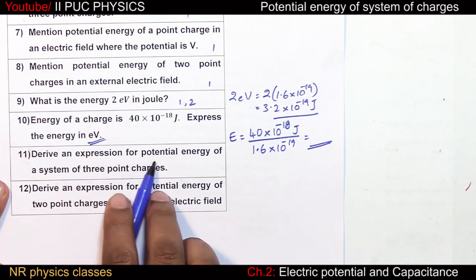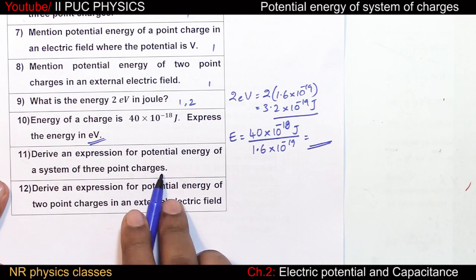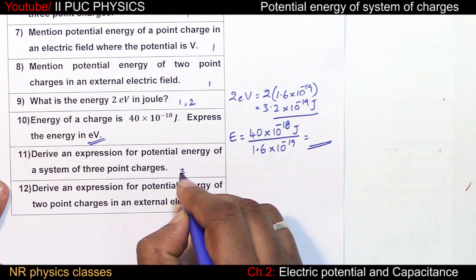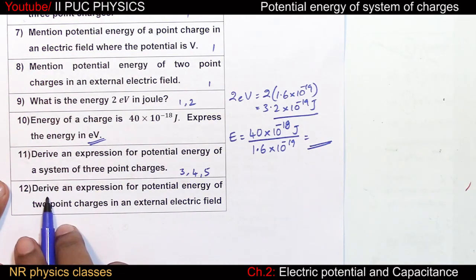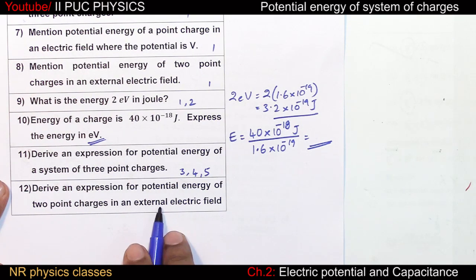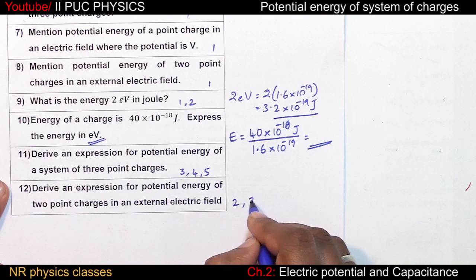Derive an expression for potential energy of a system of 3 point charges. This can be asked for 3 or 4 or 5 marks. Derive an expression for potential energy of 2 point charges in an external electric field for 2 or 3 marks.